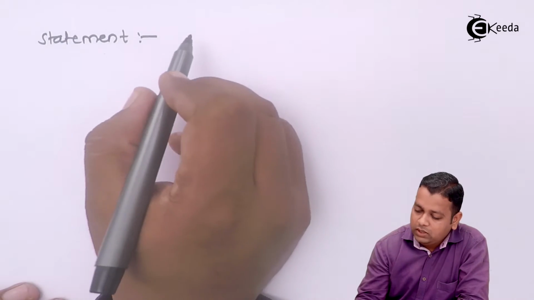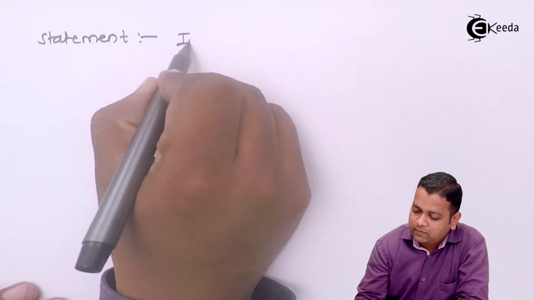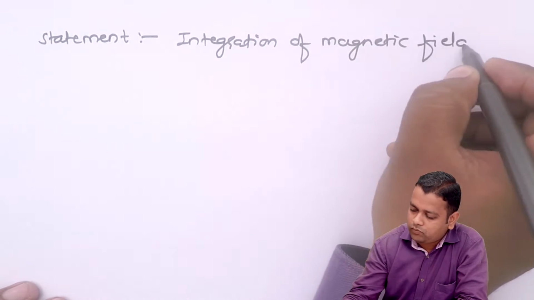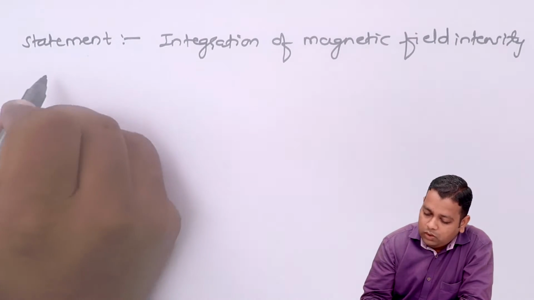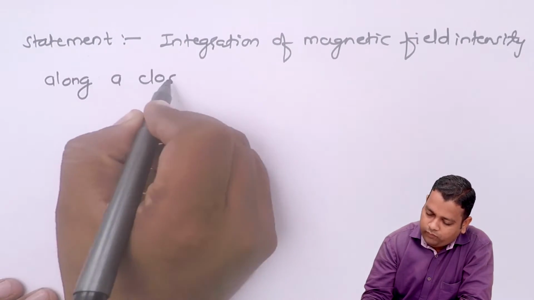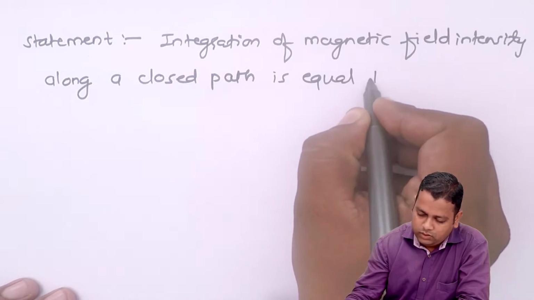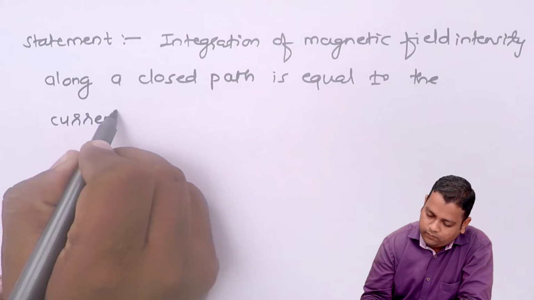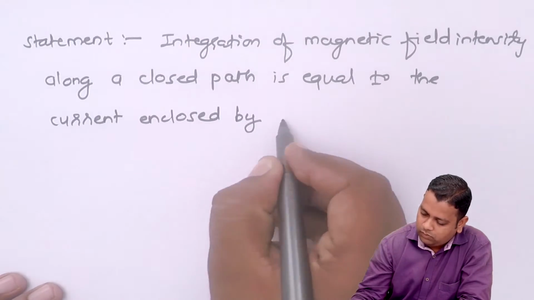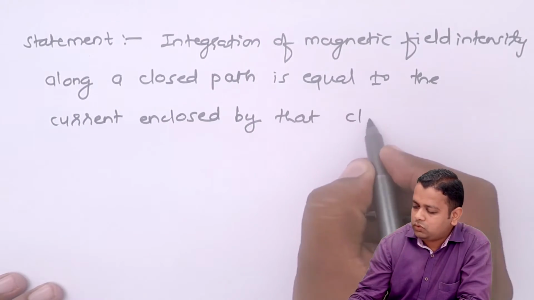According to the Ampere circuital law, the statement can be given that the integration of magnetic field intensity along a closed path is equal to the current enclosed by that closed path.